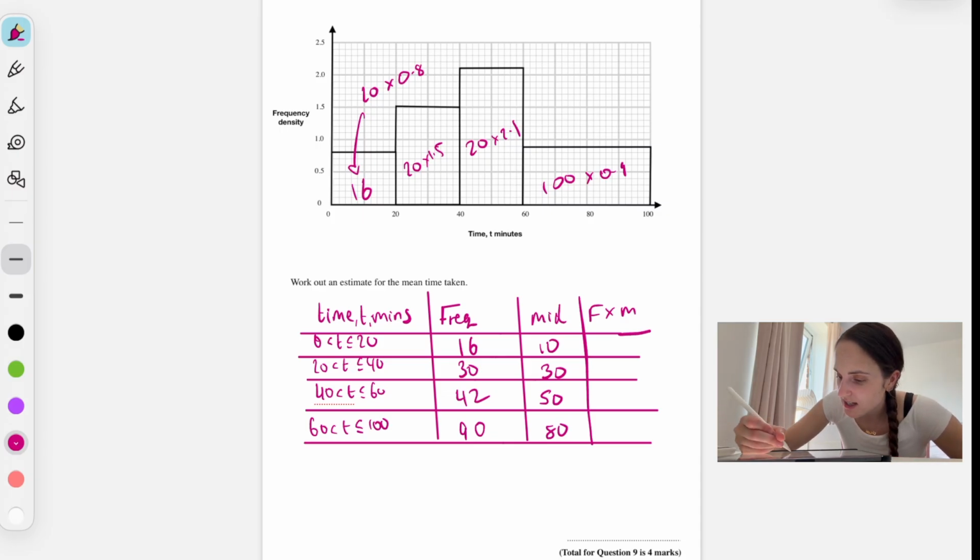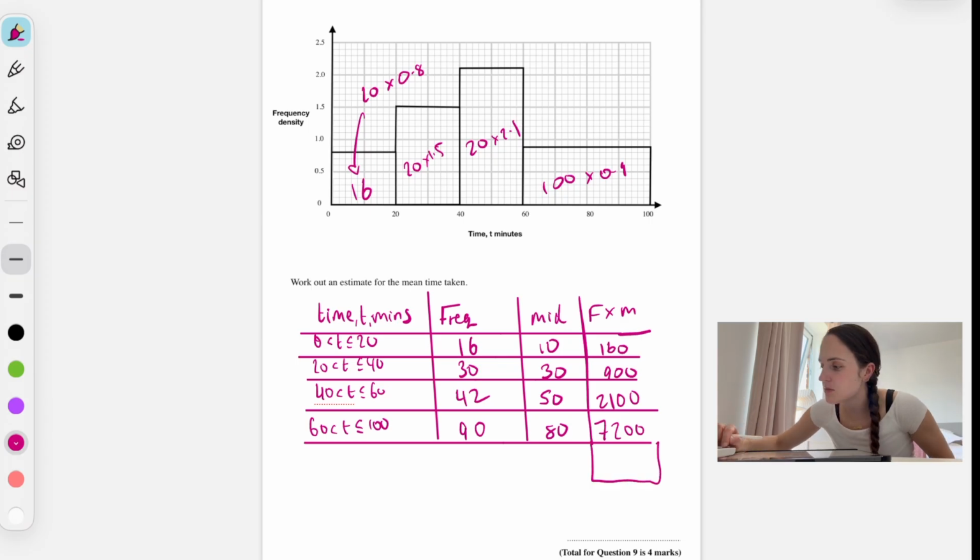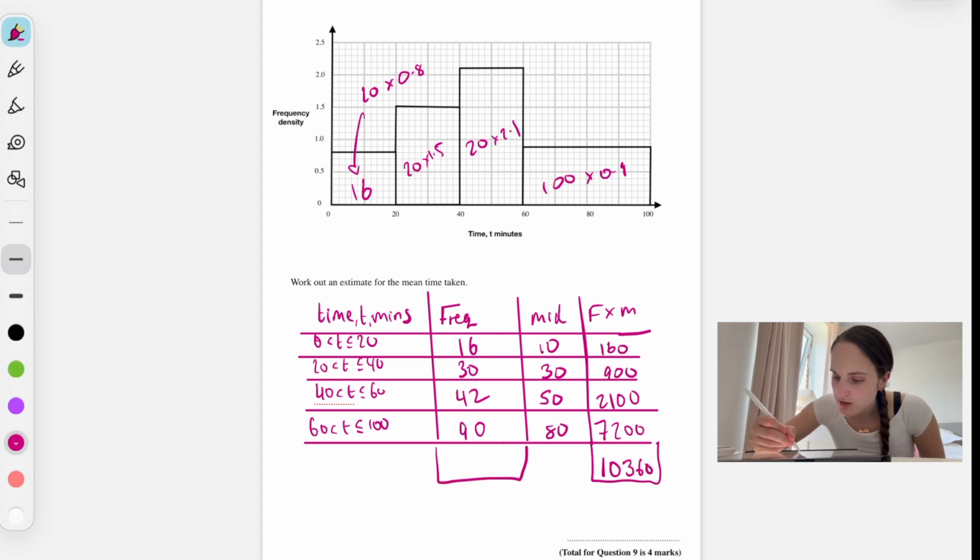So 10 times 16, that's 160, so that means 160 minutes. 30 times 30, that's 900. 50 times 42, that's 2,100. And then 90 times 80, that's 7,200. So I'm going to work out the totals by adding them. So I'm going to do 160 plus 900 plus 2,100 plus 7,200. And that's going to be 10,360.